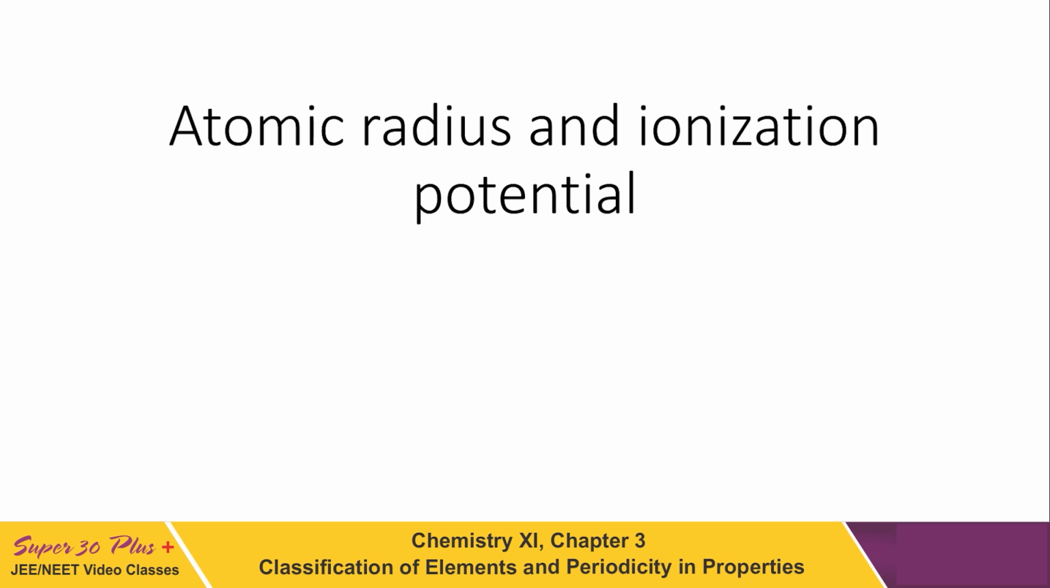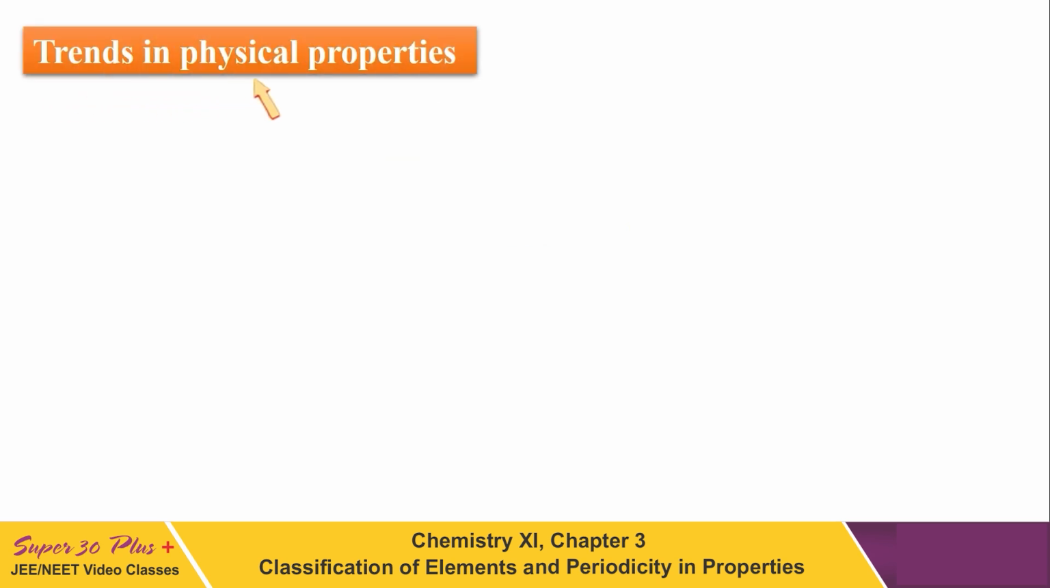So in today's class, we shall discuss two periodic properties, that is atomic radius and ionization potential. Both of them are very important from the examination point of view. So let's start. Students, in the previous unit, I told you about the periodic classification, the genesis of the periodic table, and also about the modern periodic table. In today's session, I'll tell you about the atomic radius in detail and also about the ionization potential, in short also called IP.